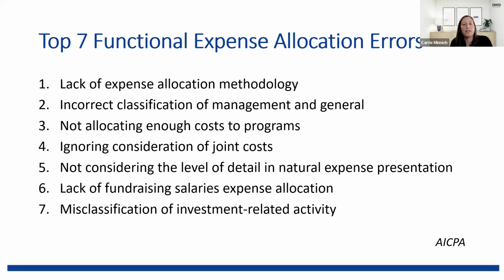And again, you can go back and revisit the definition of those different functions, making sure that all your expenses are classified properly. Not allocating enough costs to program, ignoring consideration of joint costs. So we talked about joint costs where we have both fundraising and program expenses. Not considering the level of detail and natural expense presentation.